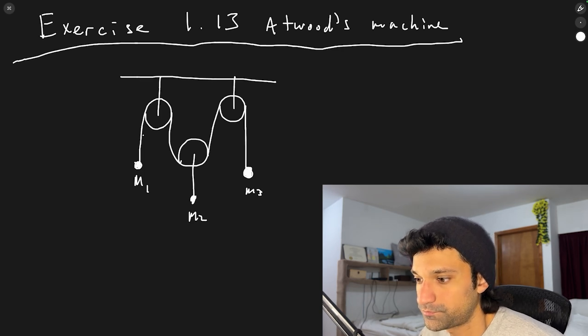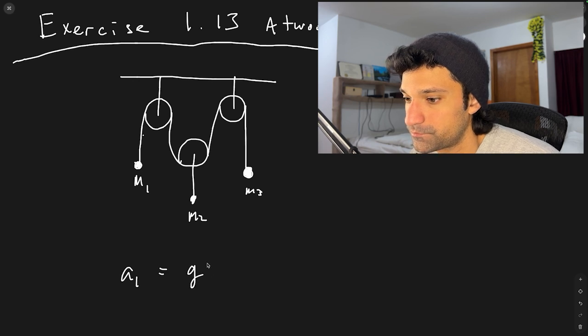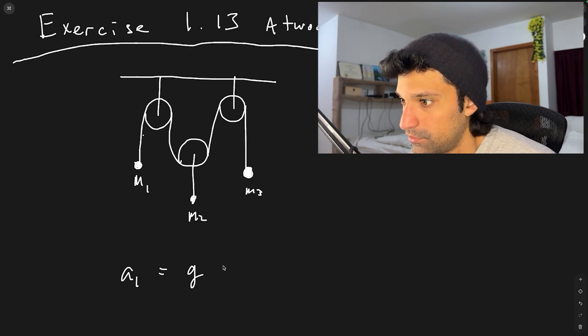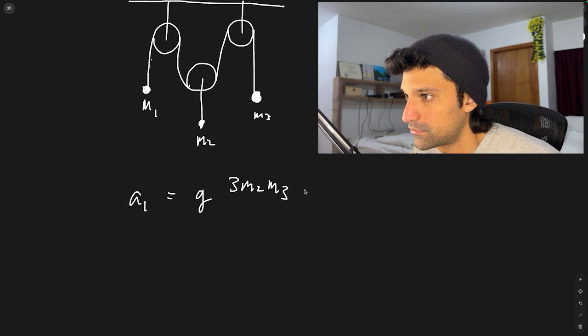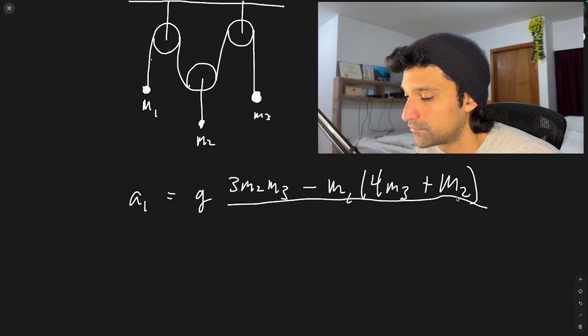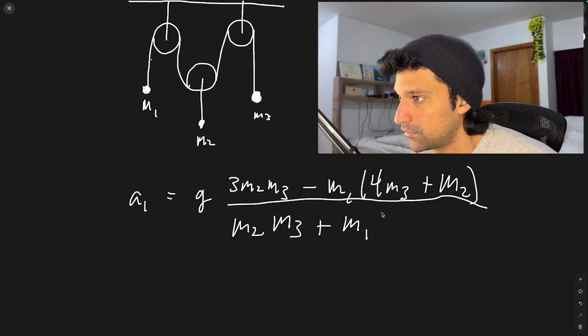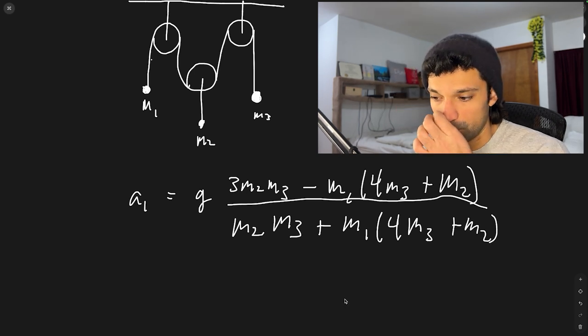So, the acceleration of m1 is given by this: (3 m2 m3 minus m1 (4 m3 plus m2)) all over (m2 m3 plus m1 (4 m3 plus m2)), with upward taken to be positive.